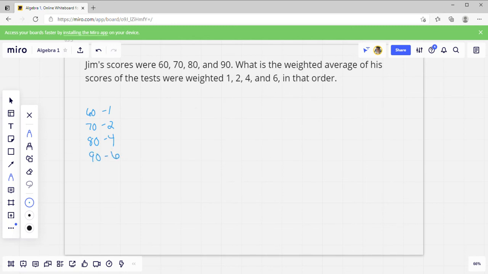All right, so we're going to have 60 plus 70 twice, 80 goes 4 times, and then 90 goes 6 times.